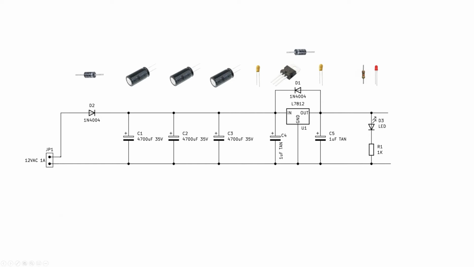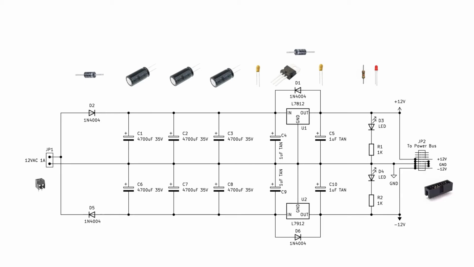The negative part is very similar, with a few differences. A 7912 regulator is used. 79 indicates that it is a negative regulator. All the diodes are reversed. Finally, all polarized capacitors must be oriented with their negative side to the minus 12 volts rail, instead of ground. And here we have the full schematic.